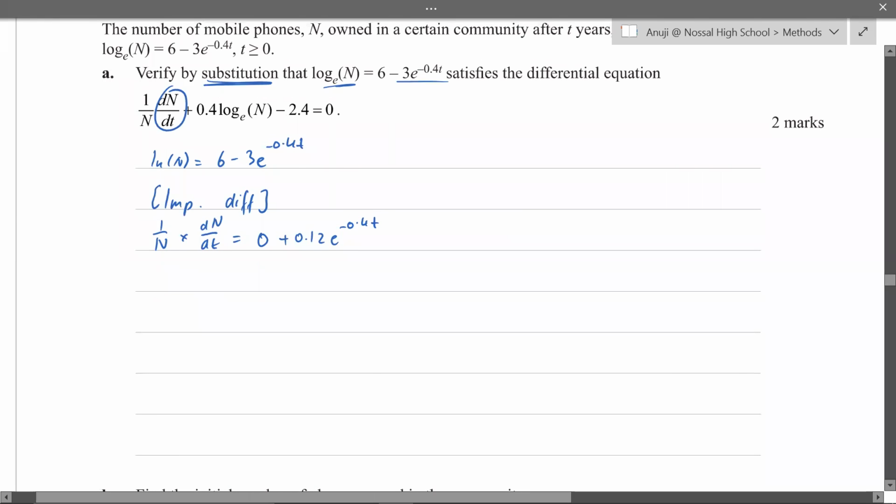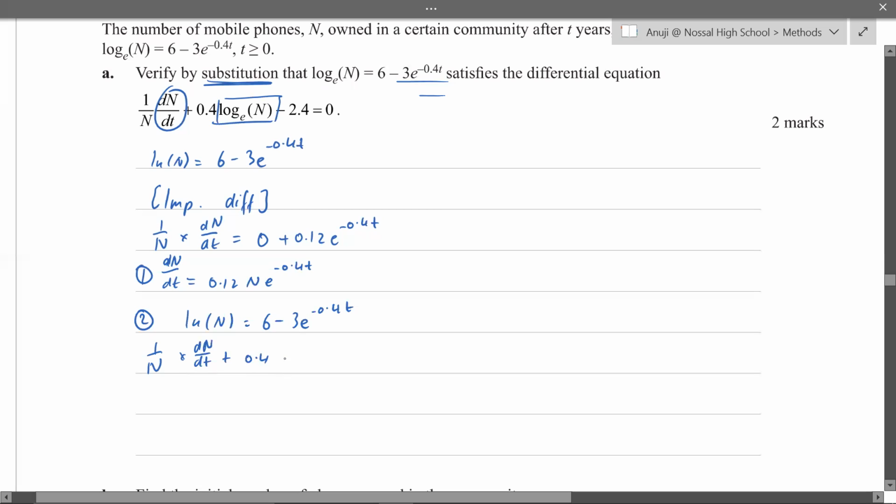And if you rearrange all of that, you get dn/dt is 0.12n e^(-0.4t). So we have this now, and we also just know that ln n equals 6 minus 3e^(-0.4t), which is helpful because that's the exact same term in the expression we need to verify, so we don't have to get n to the power of e to this thing, because that would be a bit complicated. So we have 1/n times dn/dt plus 0.4 ln n minus 2.4 equals 0.